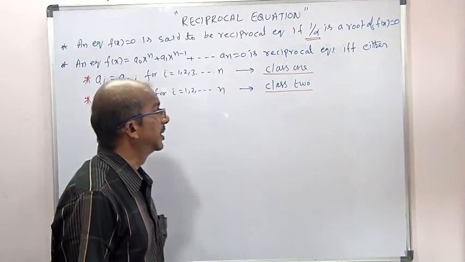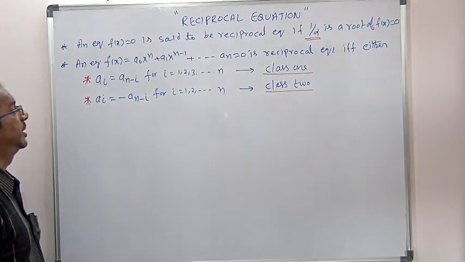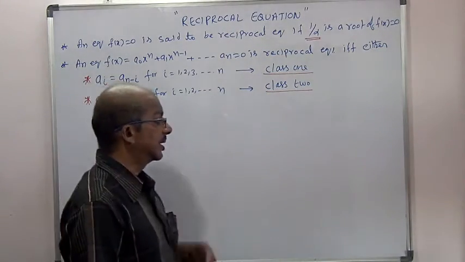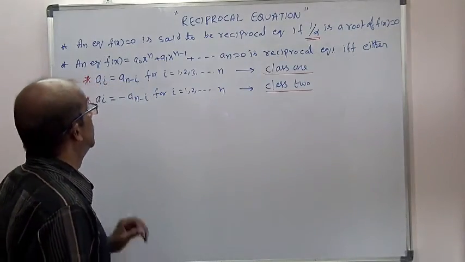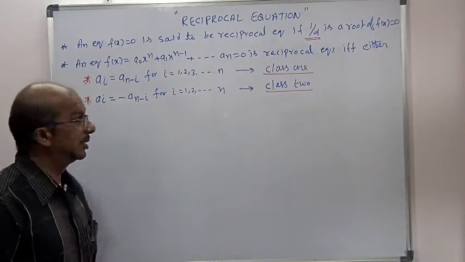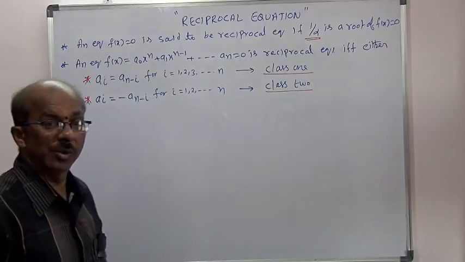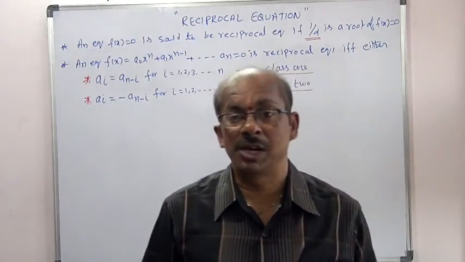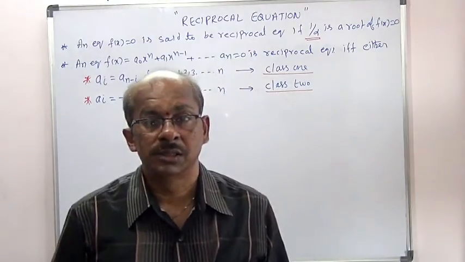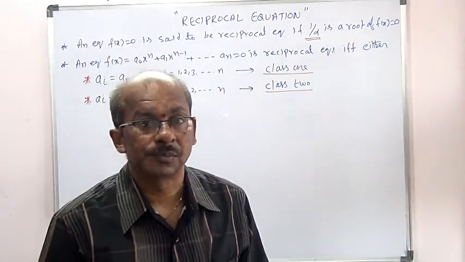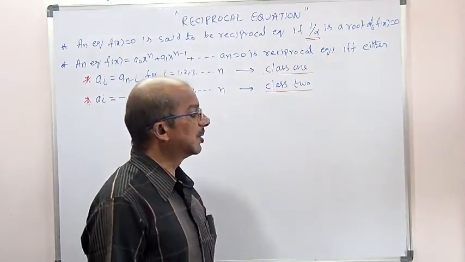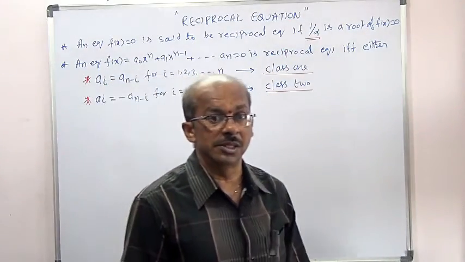Now, another topic is the reciprocal equation. Already I said that reciprocal equation. A function f of x equal to 0 is said to be a reciprocal equation if in place of x we take 1 by x, that is, if 1 by alpha is a root of f of x equal to 0.